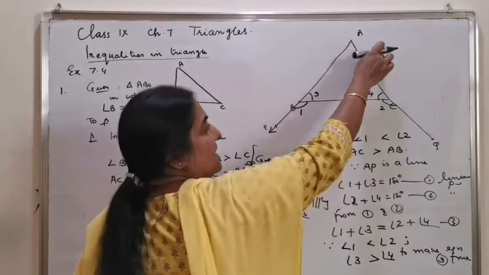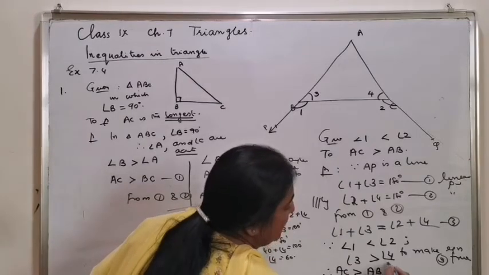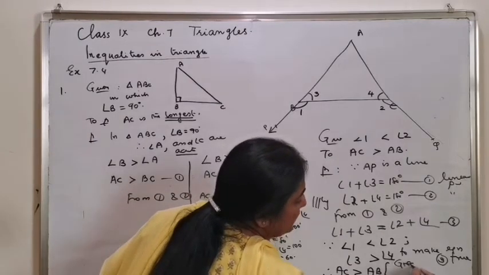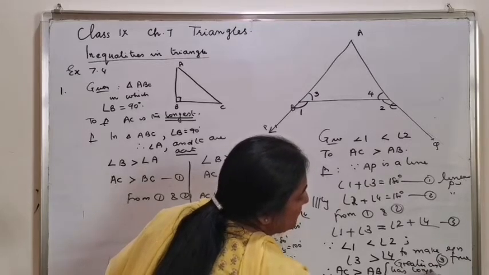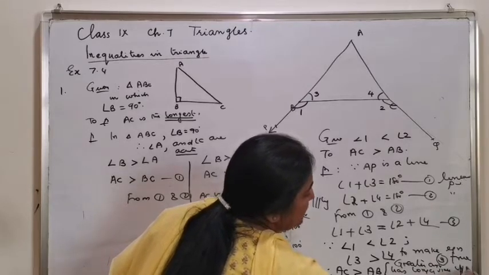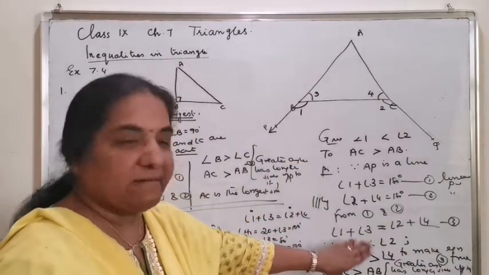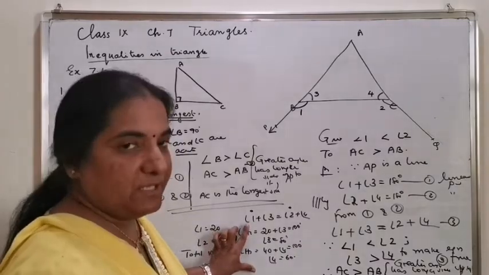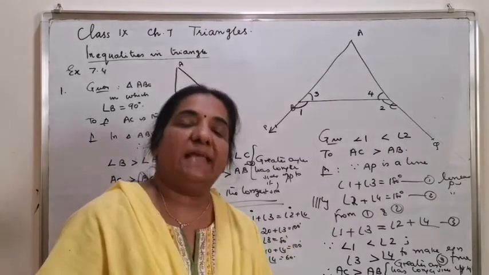Opposite to angle 3 is AC. Therefore, AC is greater than AB. What is the reason here? The greater angle has the longer side opposite to it. So, this is a logical reasoning. You need not give this for the exam, but you can understand it by referring to this example.